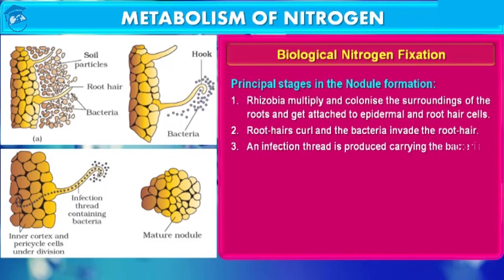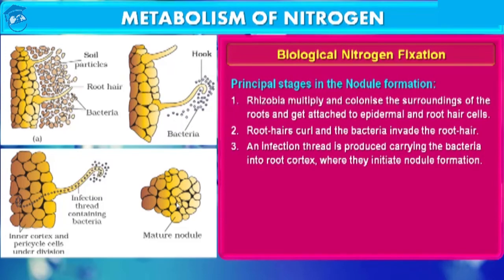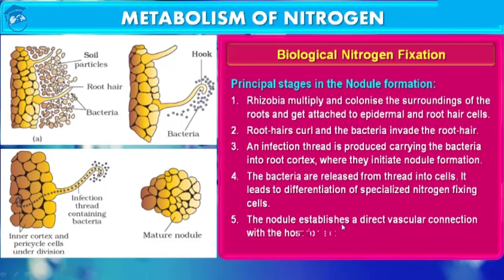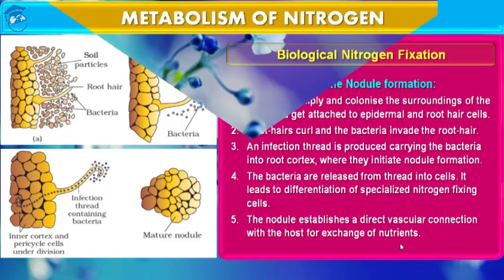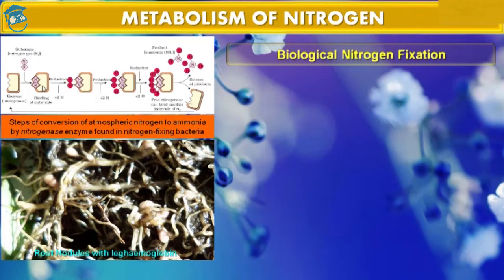Okay. So see, this is a mature nodule which contains all necessary biochemical components such as the enzyme nitrogenase and leg hemoglobin. The enzyme nitrogenase is a molybdenum iron protein, and it catalyzes the conversion of atmospheric nitrogen to ammonia. I'll explain in detail. So this is how a nodule establishes a direct vascular connection with the host for exchange of nutrients, because it forms a symbiotic association, students. Okay. So this is how it is.